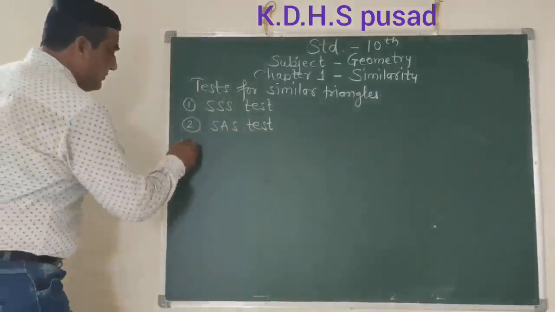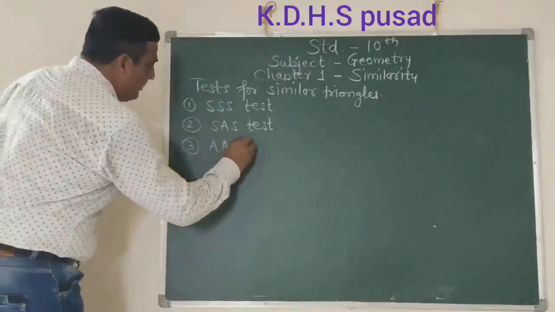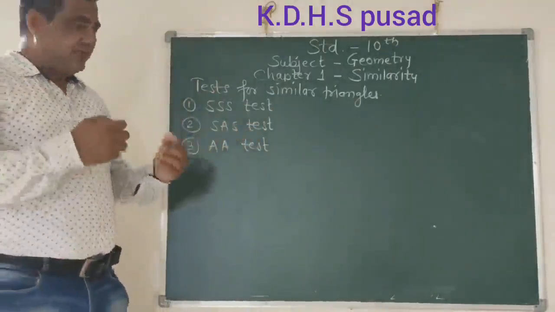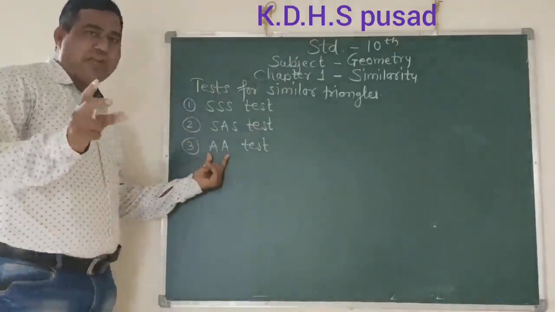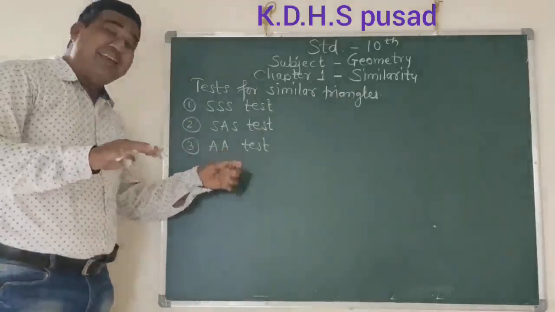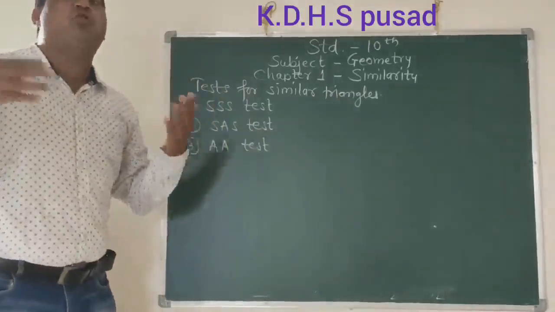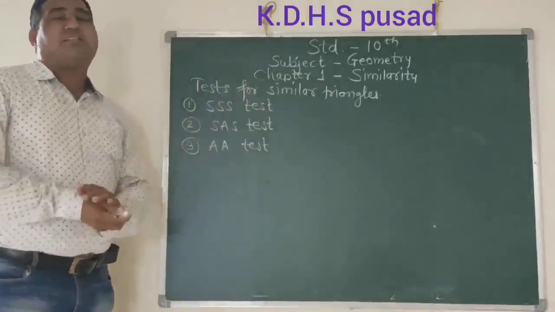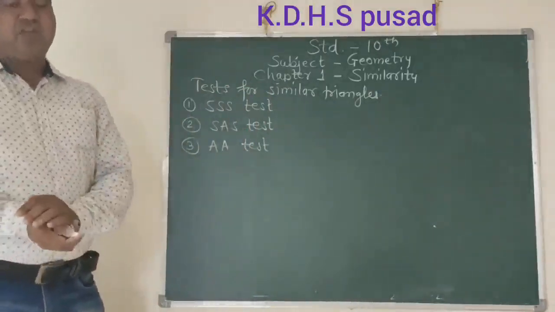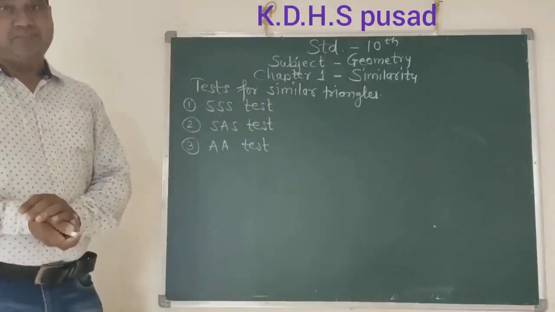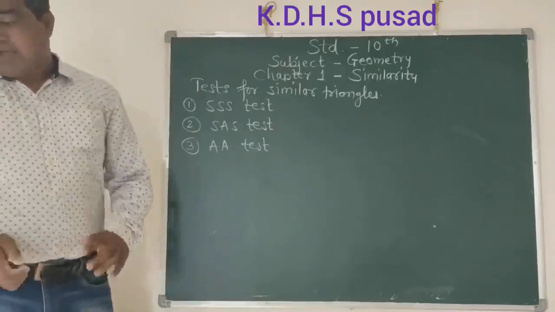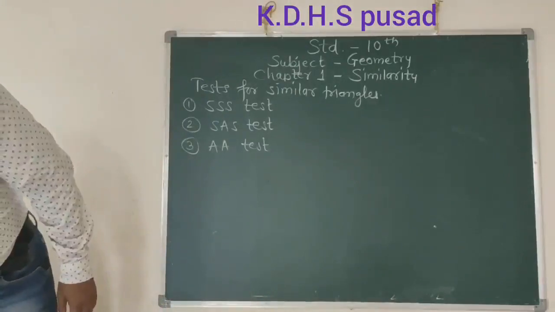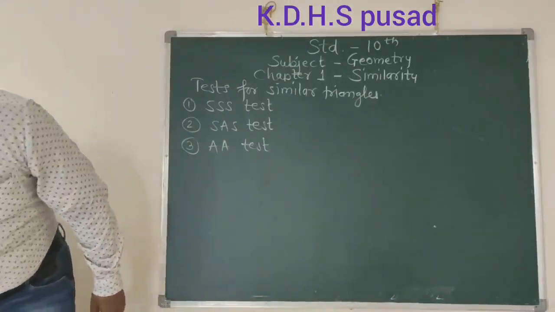Okay, and the last one, that is AA test. Now maybe a question arises in your mind, why not three letters AAA? Actually, when two angles of two triangles are congruent, the third angle is automatically congruent. There is no need to prove. That's why this third A is neglected. When two angles of a triangle are congruent with corresponding two angles of another triangle, then the two triangles are similar by AA test. Now, on this basis, we will solve some questions on how we can prove similarity.